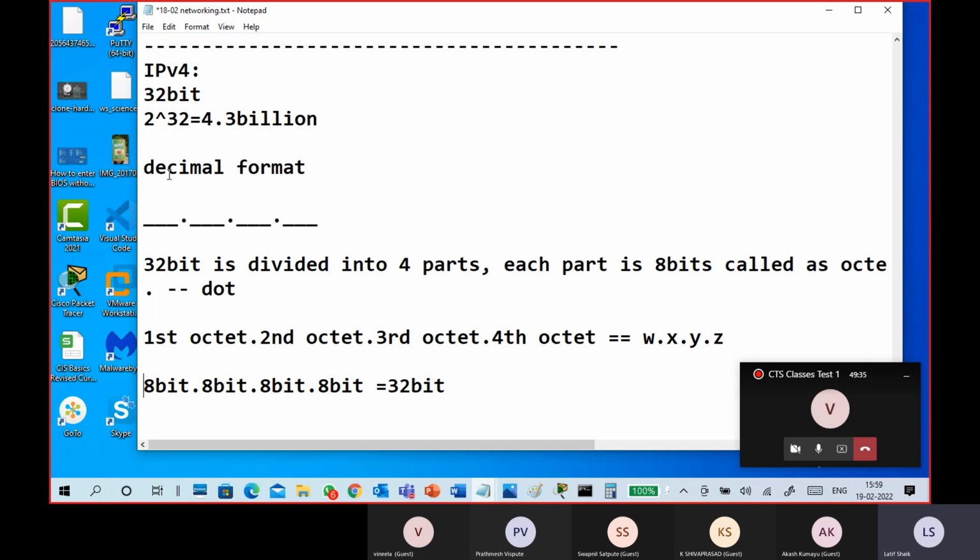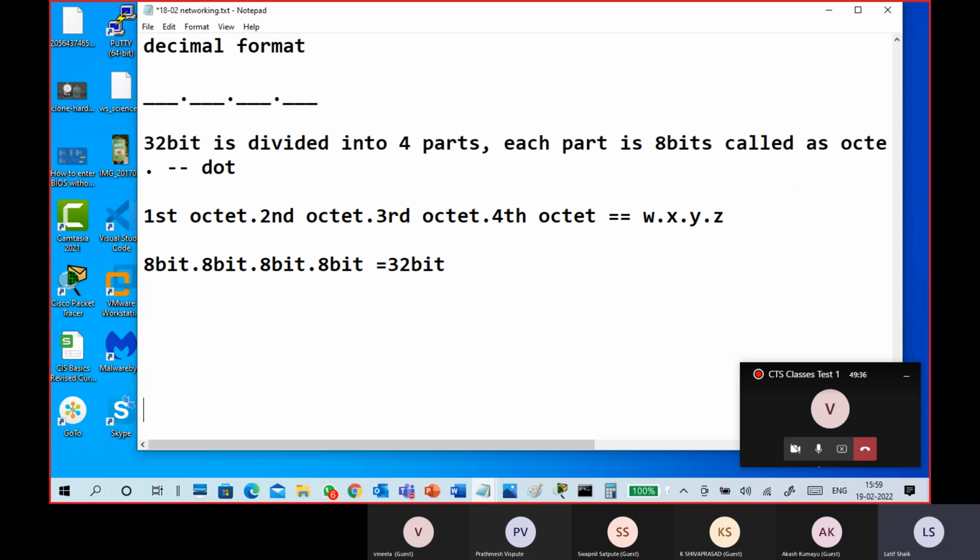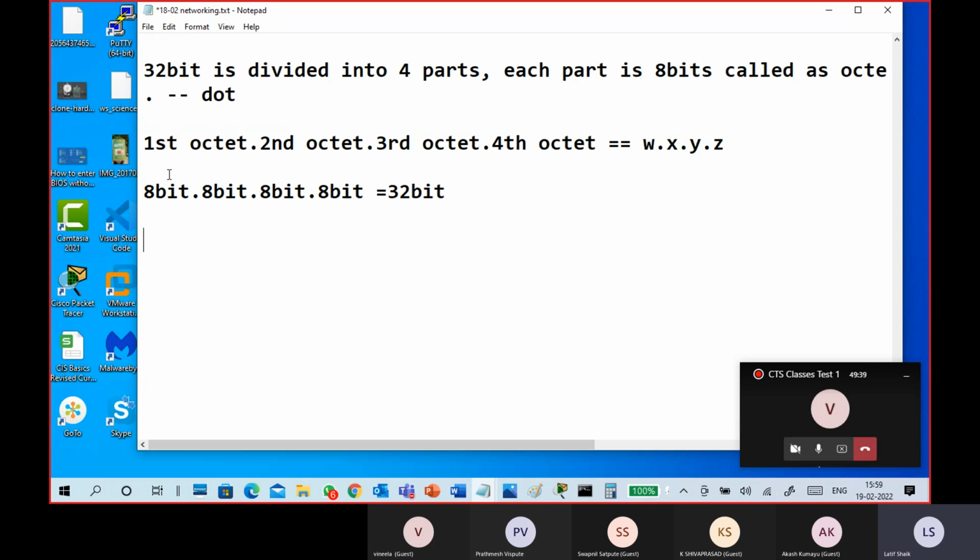Some people will worry, like, sir, you said first octet, second octet, and another sir said w.x.y.z. Are they different IP addresses? No, both are the same. The way to understand is different. The first one is the first octet, second one is the second octet, third one is the third octet, fourth one is the fourth octet. Or for our understanding, this one is w, this is x, this is y, like that.